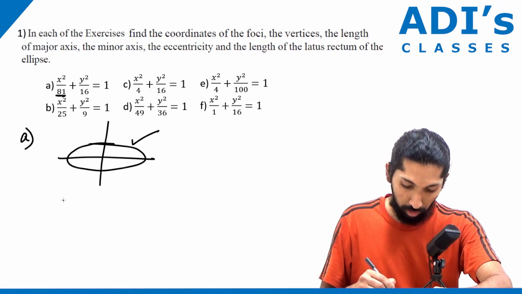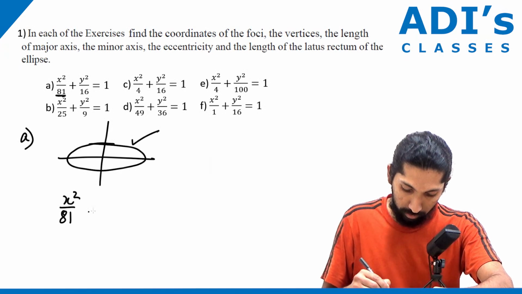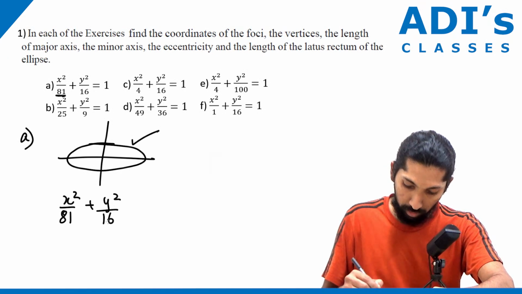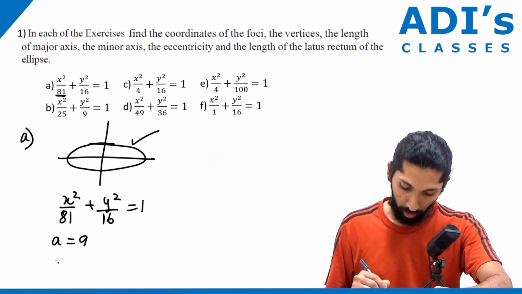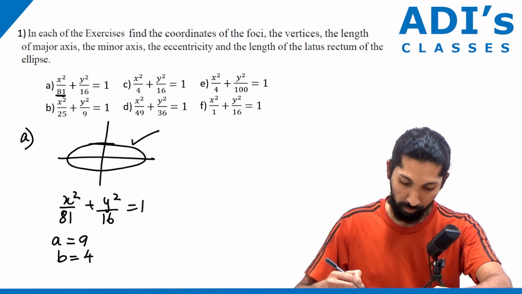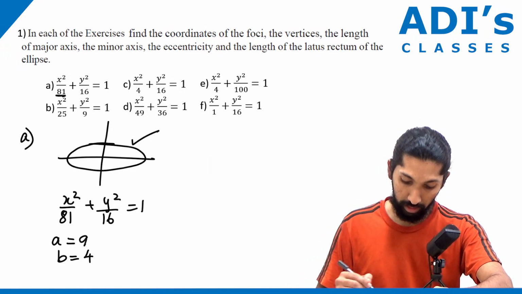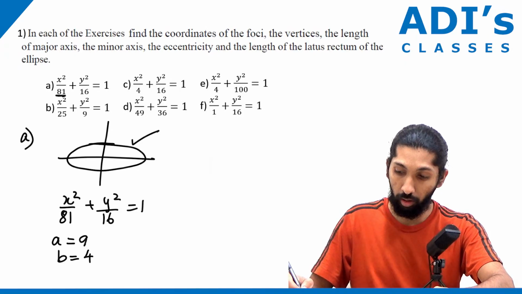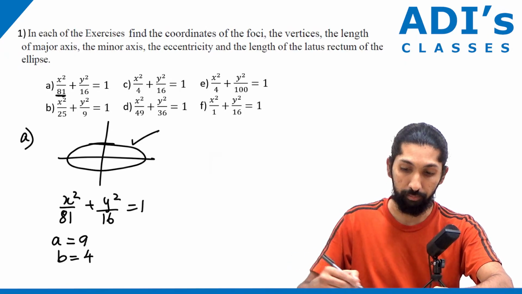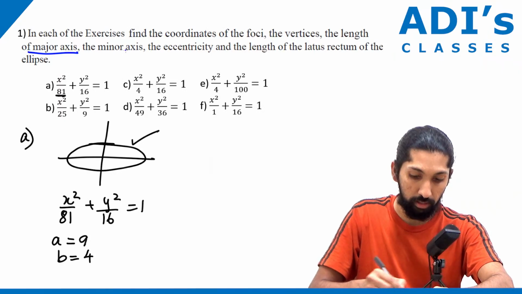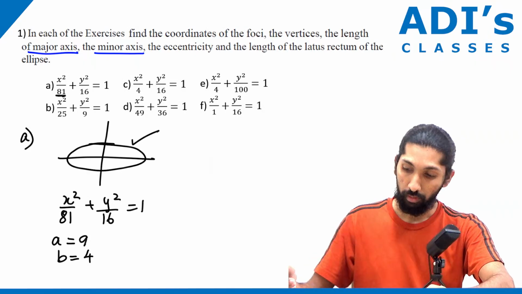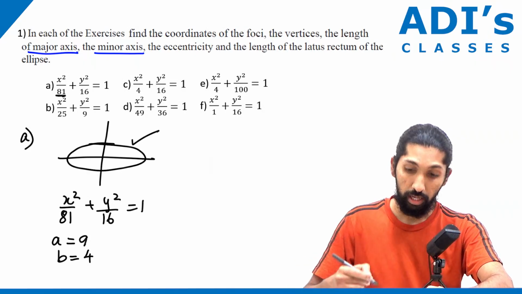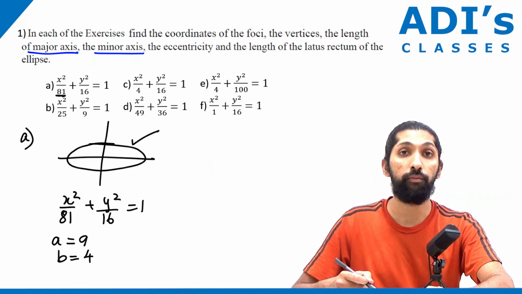Now here, you have x square by 81 plus y square by 16 is 1. So a square is 81. That means a value becomes 9 and b value becomes 4. Fair enough. A is 9, b is 4. That means we are already done with two of them: the length of the major axis and the length of the minor axis, that's nothing but a and b. Correct? These two are done already. Next, we'll calculate the value of c.